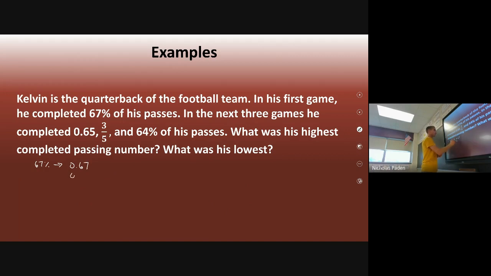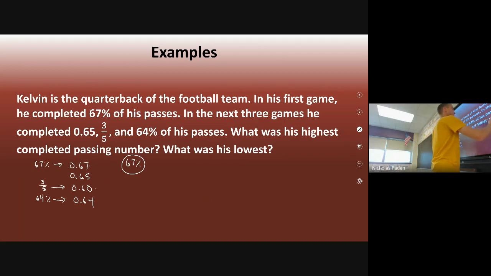I've got 0.65. I have 3/5. 3/5 is 0.60. And I've got 64%, which is 0.64. So the highest completing pass percentage was 67%. And then the lowest was that 0.60, which is 3/5. So those are my 2 answers there.